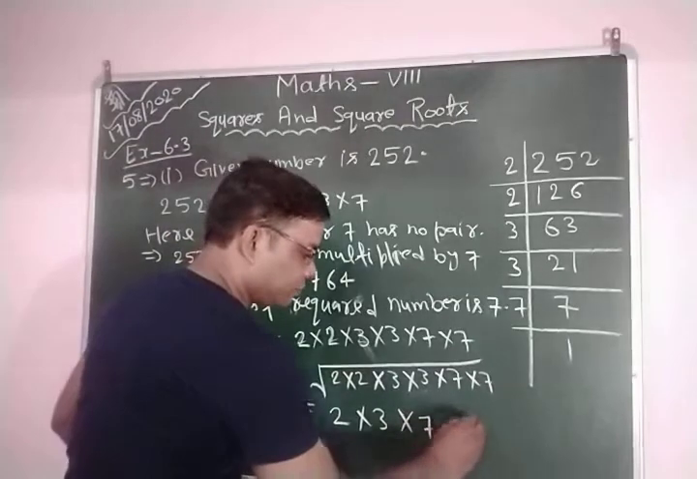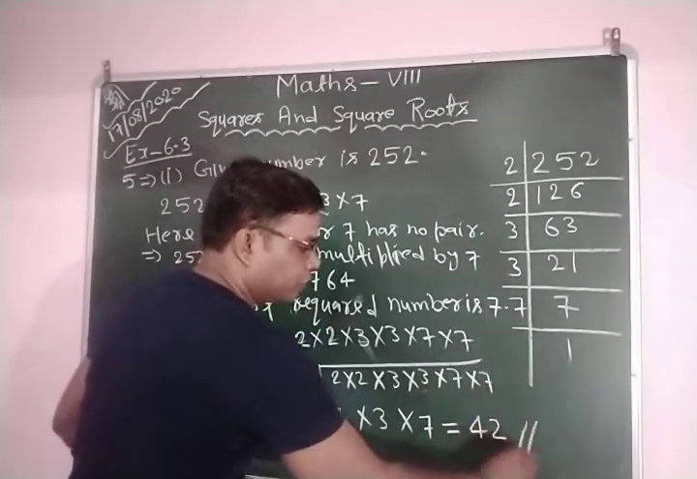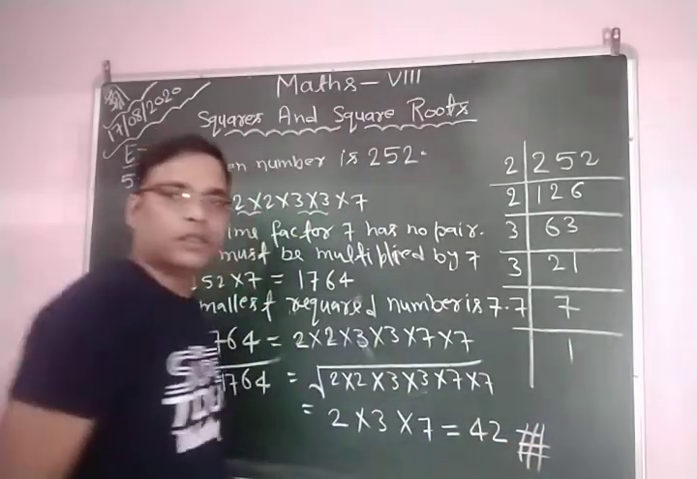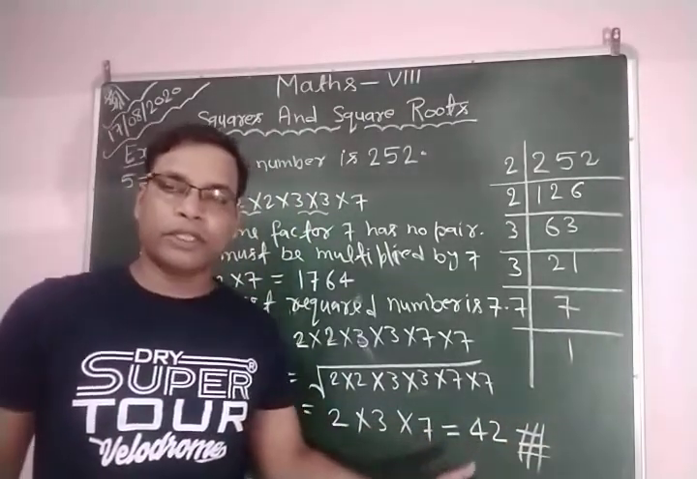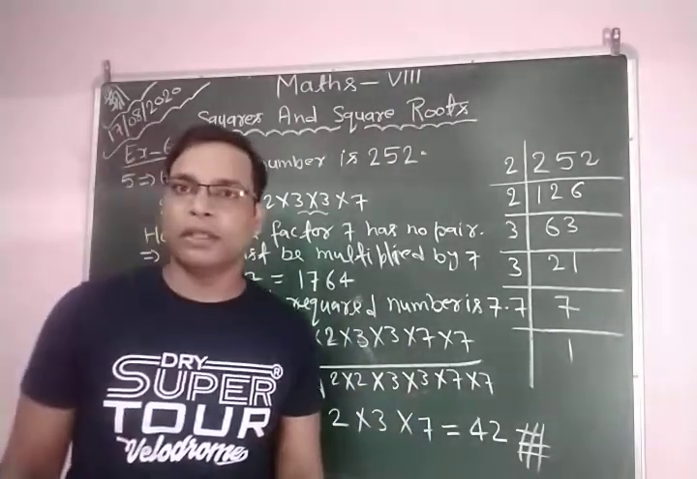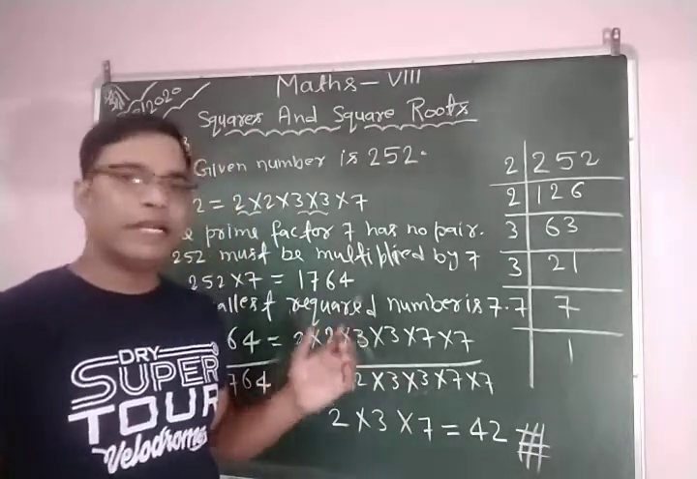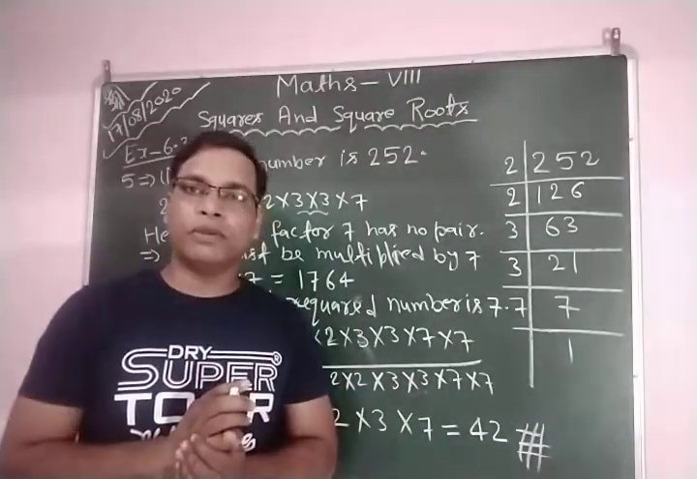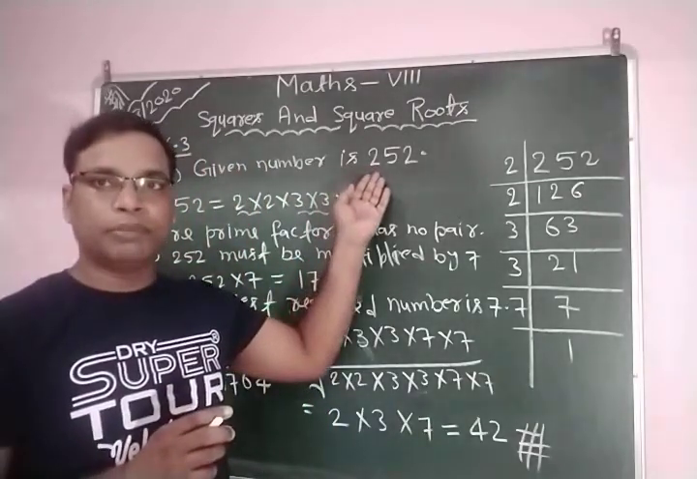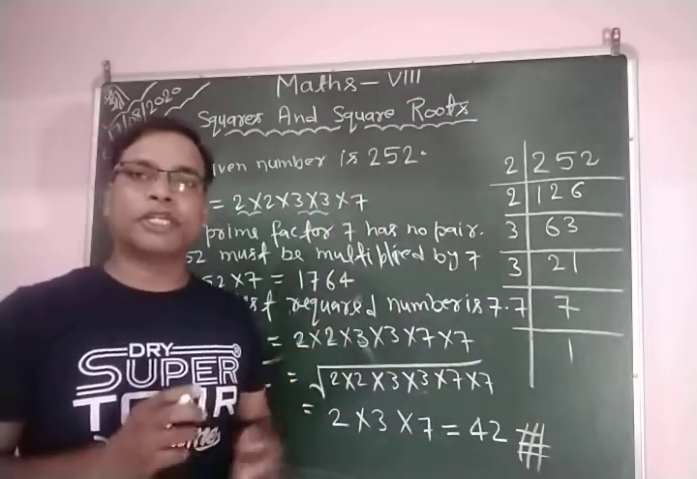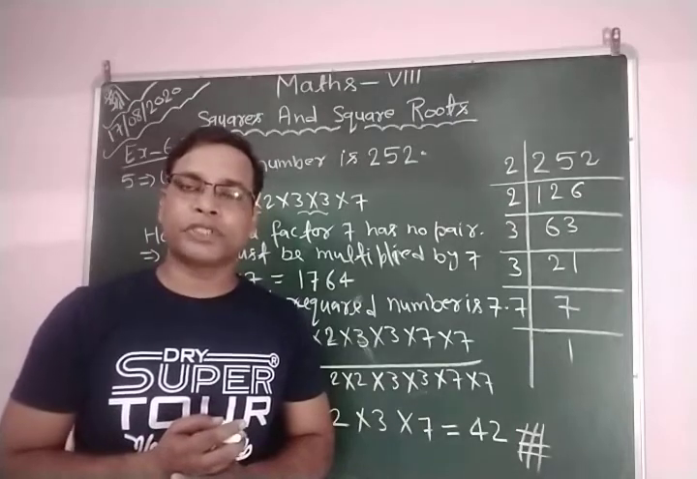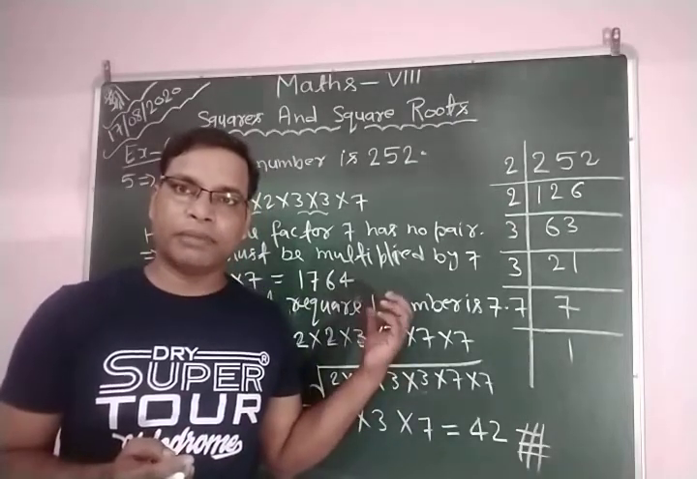This is equal to 42. So this is our answer. The square root of the new number is 42. Now the question is: find the smallest whole number by which 252 must be multiplied so that it becomes a perfect square number, and after this find the square root of the obtained number, the new number.